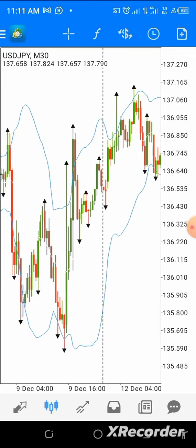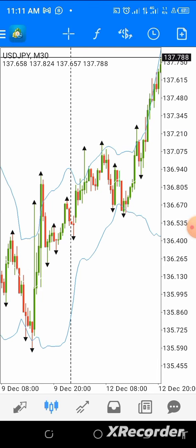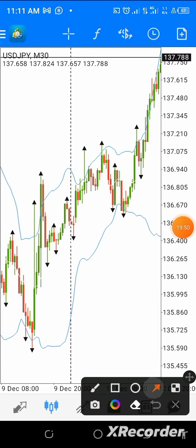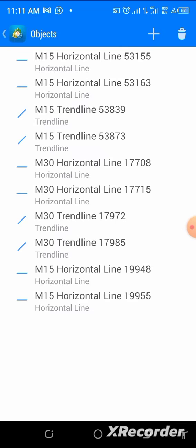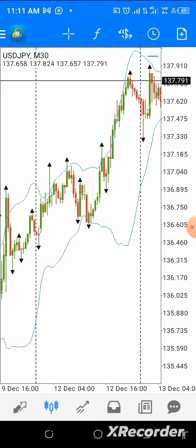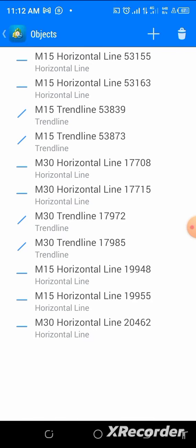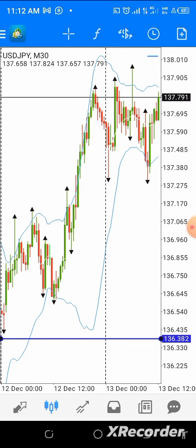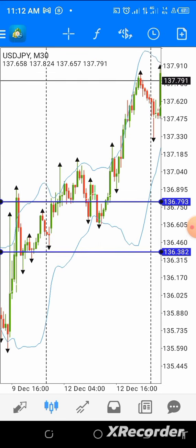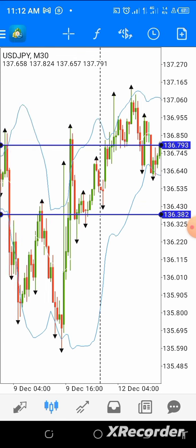Let me show you. Here it is. This is your sell fractal, and this is your buy fractal. Around this place there is a little breakout, but let me firstly draw my trend line so that you understand what I'm trying to say. Another trend line. You are going to be using two horizontal lines.